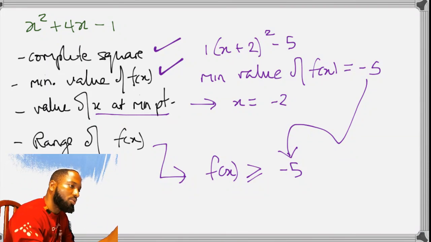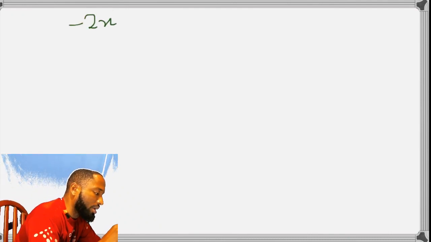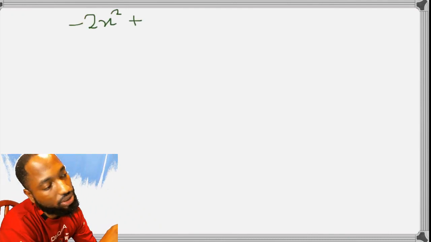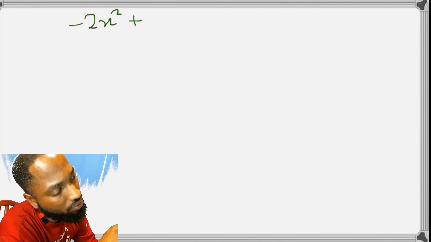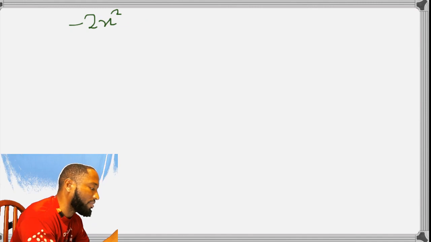So one more, because we're going pretty good in this. One more, and then I'm gonna amp up the game a little bit. -4x squared plus 24x. That's a little too much there, boys. -2x squared minus 8x minus 1.